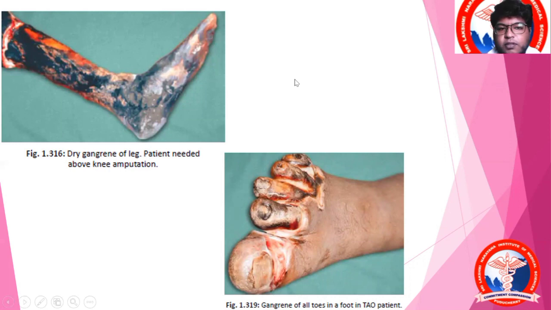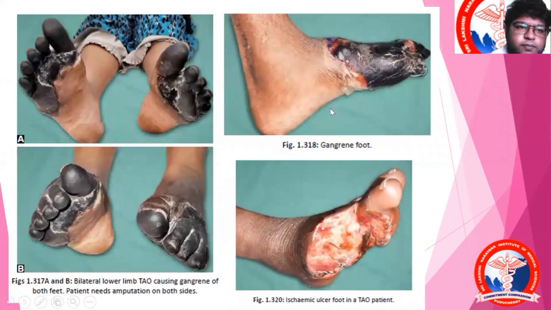Now, these are the pictures showing the dry gangrene of foot, gangrene of all toes here, bilateral gangrene of lower limb, gangrene of foot, and ischemic ulcer.